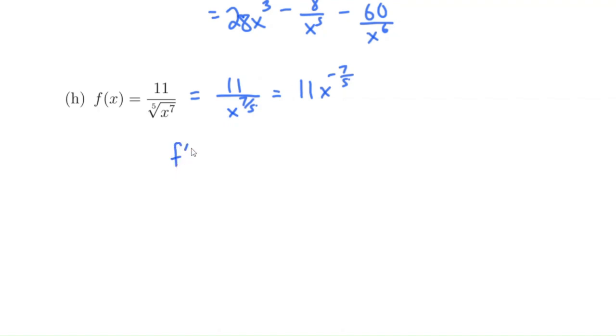So what is the derivative going to be? Again, all this stuff up here was simplifying things. We just rewrote this in a way where we can now use the power rule. So we multiply negative 7/5 times 11, which is negative 77/5, times x to the, well, what's negative 7/5 minus 1? It's really negative 7/5 minus 5/5, which would be negative 12/5.